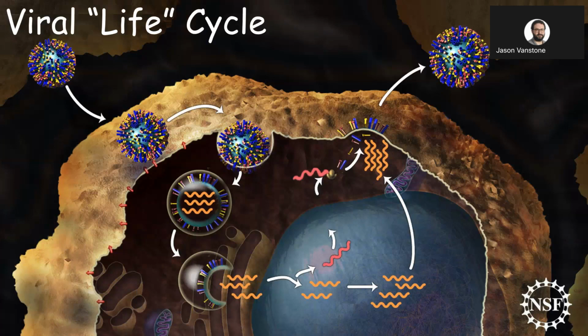And so sometimes when we say viral life cycle, viruses, in the biological sense, they're not really living because they're not able to replicate their own DNA, to make their own proteins, and to replicate themselves. They require a host to do that for them.